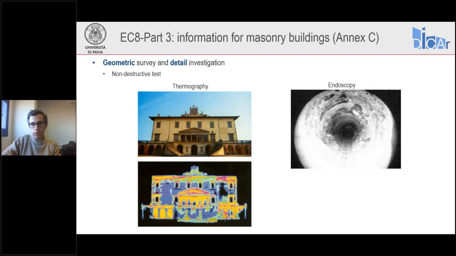Endoscopy consists of essentially creating a very small hole and putting a camera inside so that you can see portions of the buildings which are hidden, which are not visible. So you can check voids, you can look possibly at the wall section, floor section, and so you are getting information on both geometry and details.